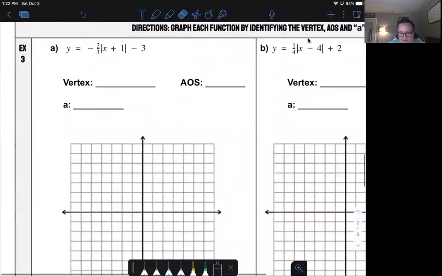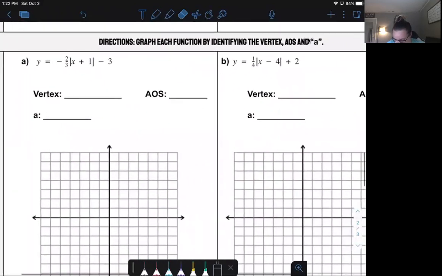So example 3 is all about graphing each function by identifying the vertex, axis of symmetry, and the value of a. So remember, the general form of absolute value functions is y is equal to a times the absolute value of x minus h plus k. Our vertex is the values of h and k.